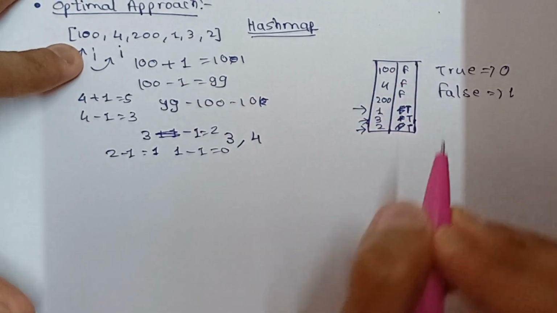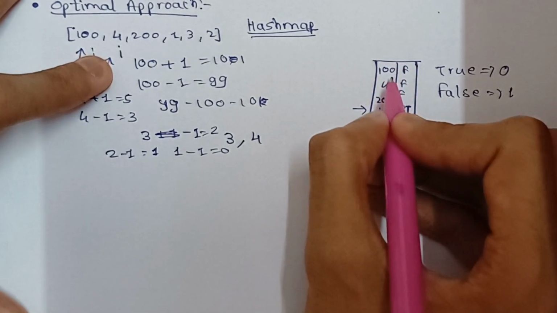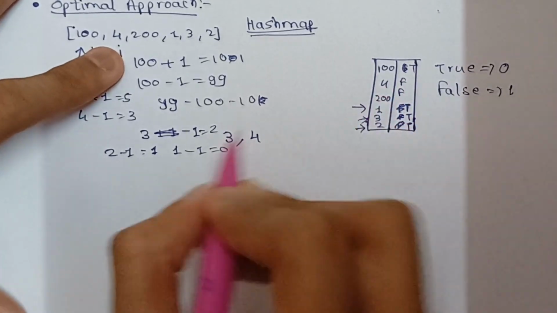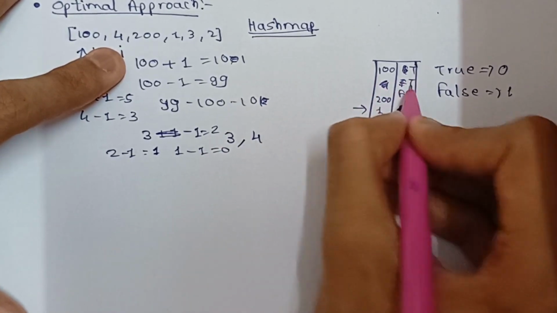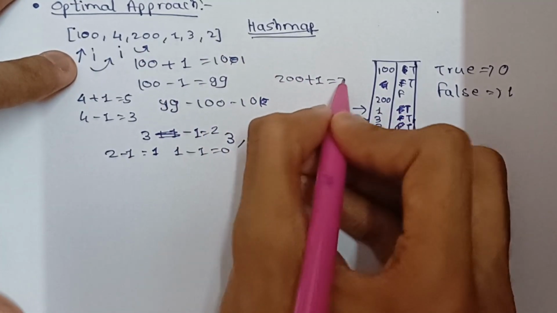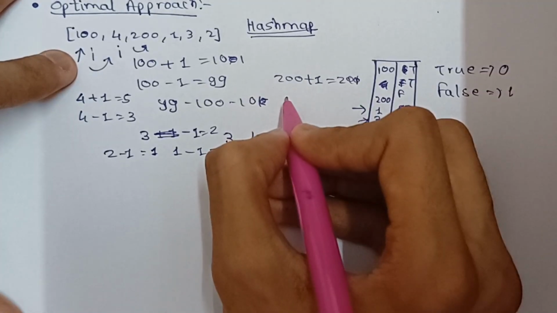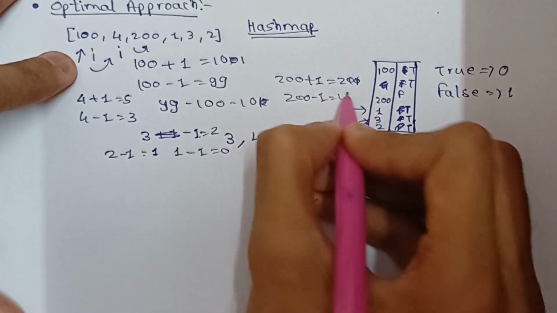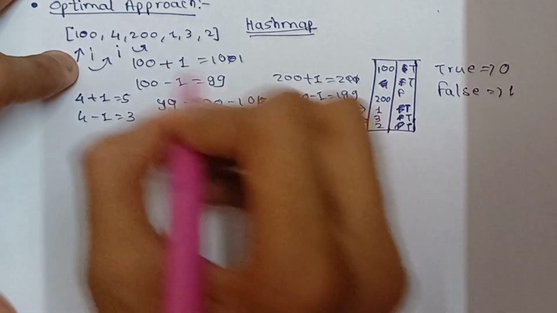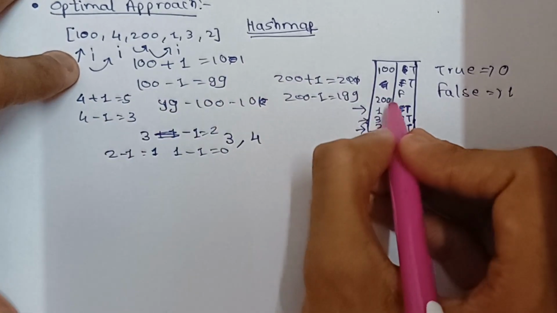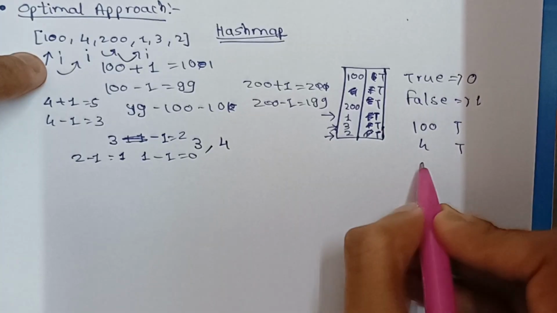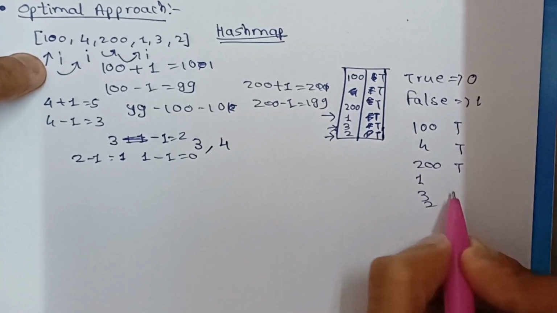Sorry, I forgot to tell that at the first pointer we didn't find 99 and 101, so we make this true, and at 4 it will become true. Now the I pointer goes to 200. 200 plus 1 equal to 201, is it in the hash map? No. Now we check 200 minus 1, which is 199. Is there any such number in the hash map? No. So we move the pointer, and 200 will also become true. Now our hash map looks like this: 100 true, 4 true, 200 true, and 1, 3 and 2 are also true.